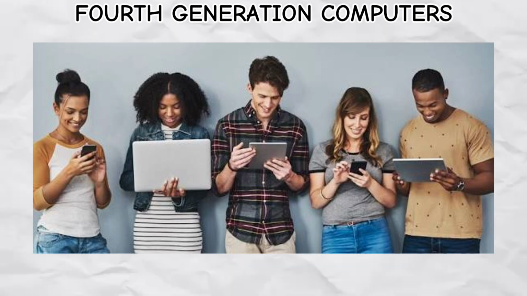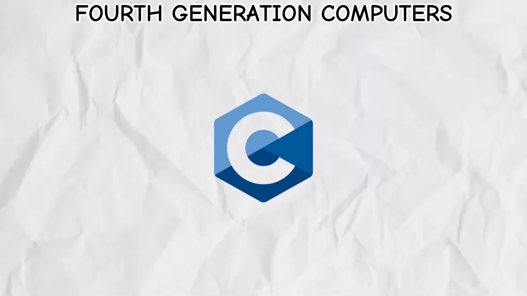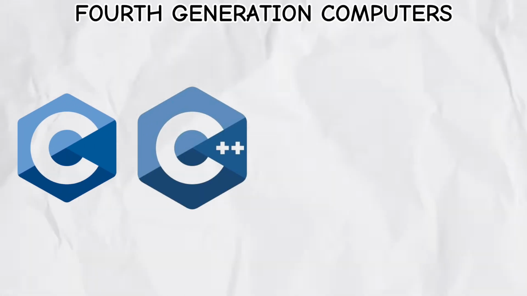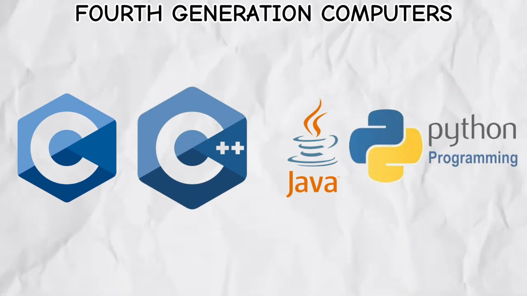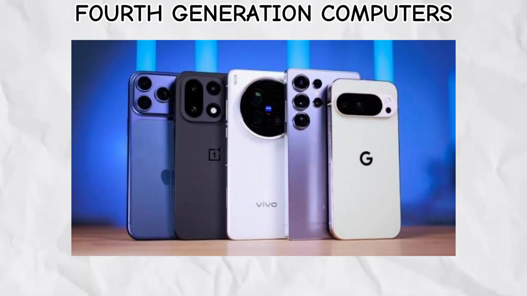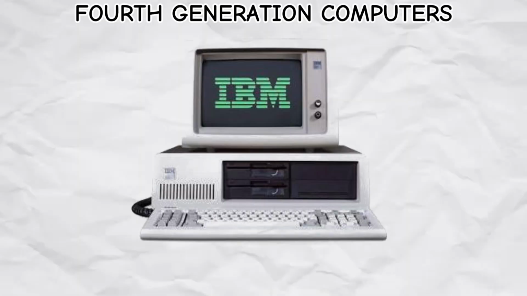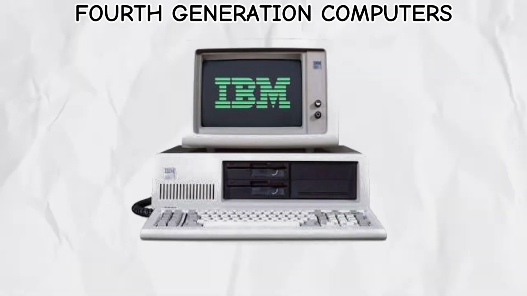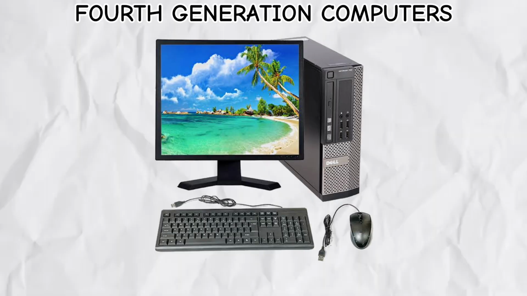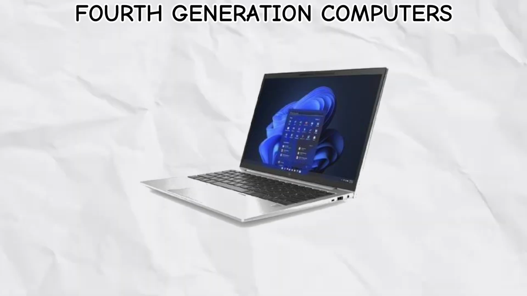Computers became smaller, faster, cheaper, and far more powerful. High-level programming languages such as C, C++, Java, and Python became widely used. Most modern devices today belong to this generation. Examples include the IBM PC, Apple Macintosh, desktop computers, laptops, and tablets.